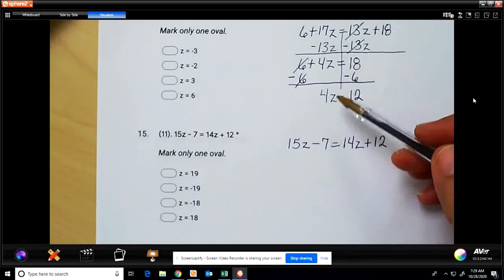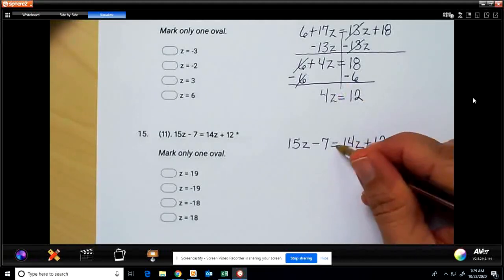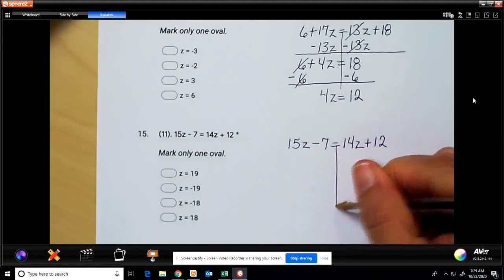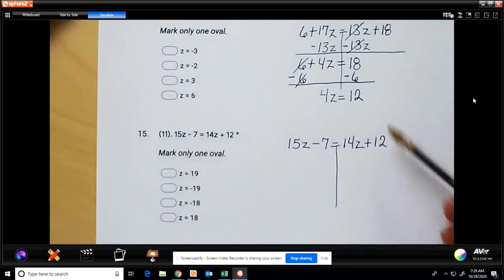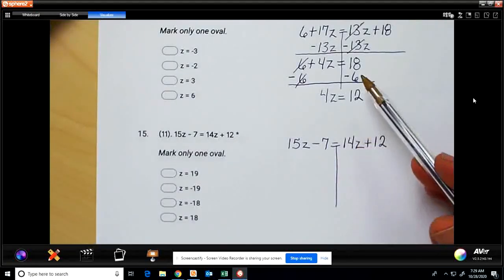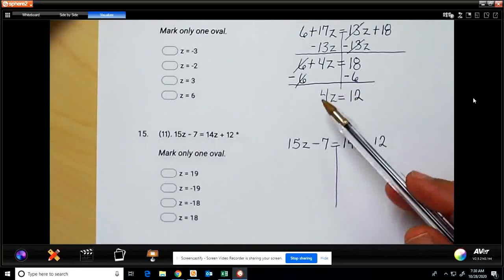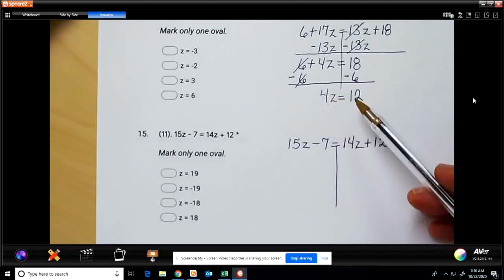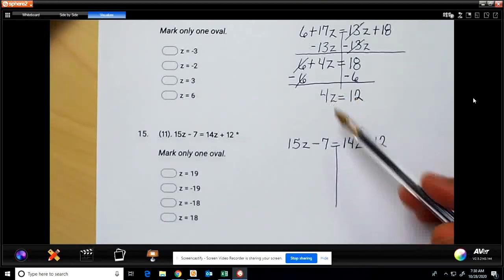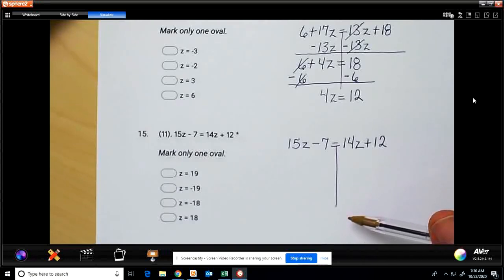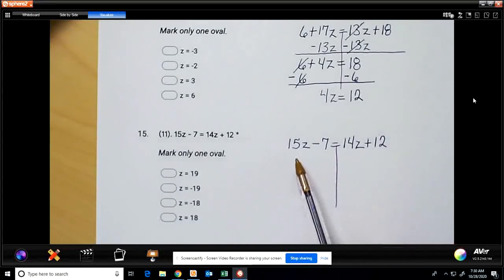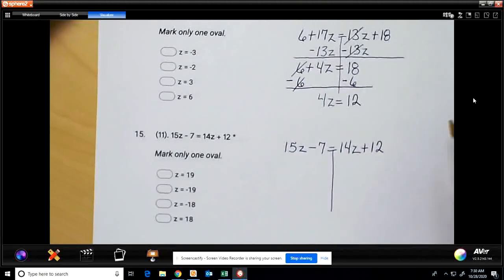And like we did up here, I'm going to draw a line. You need to solve this the same way we did up here. This one, you still needed to finish the last operation to be able to get z by itself. So it's 15 times z minus 7 equals 14 times z plus 12, and you're going to work at this one just like we did this one.